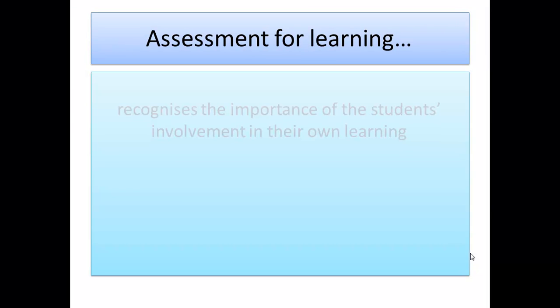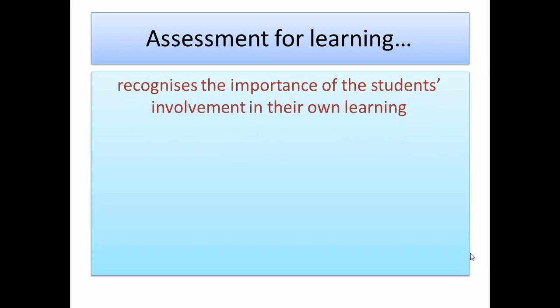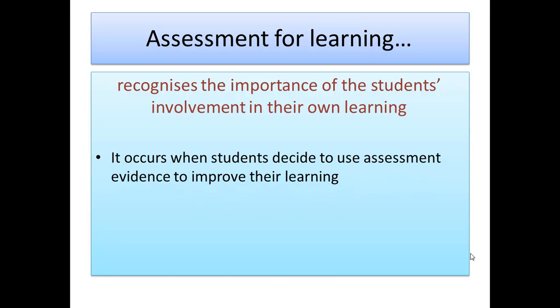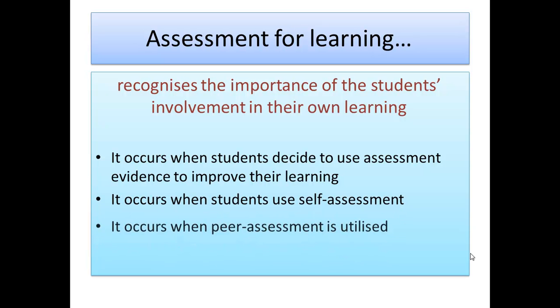Assessment for learning recognises the importance of the students' involvement in their own learning. It occurs when students decide to use assessment evidence to improve their understanding. For example, agreeing to complete a remedial exercise, asking their friend for help with an assignment, or reflecting on their learning and ways to achieve their goal. It makes use of self-assessment and peer assessment, and it encourages students to take responsibility for their own learning.